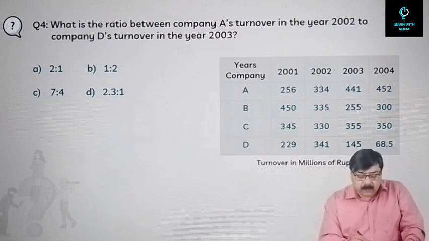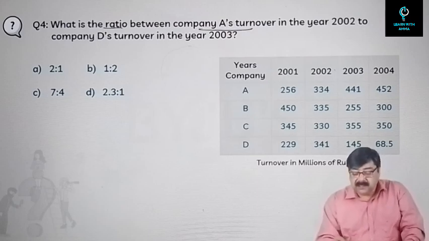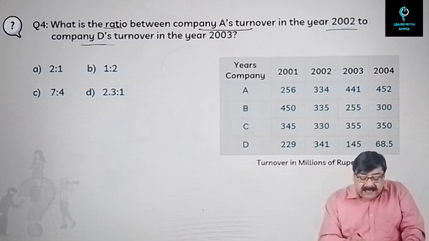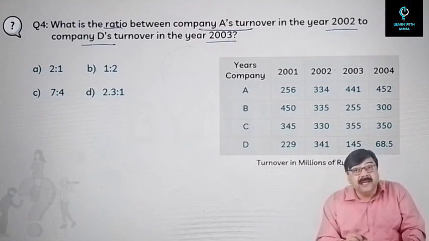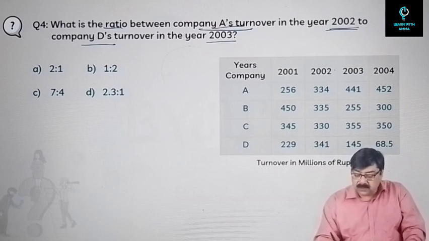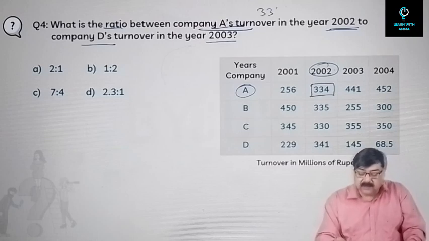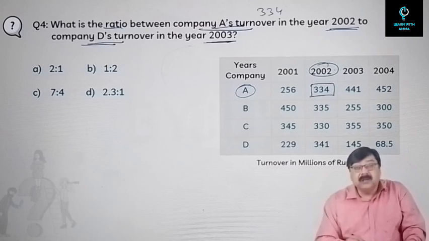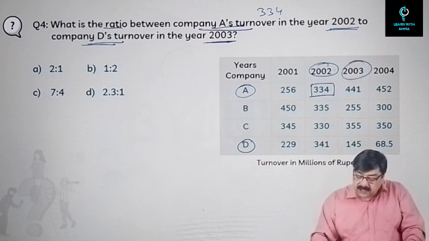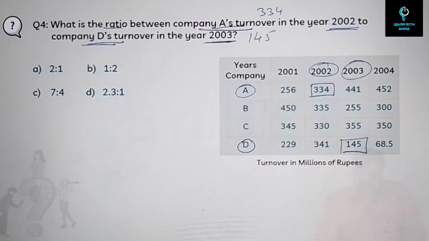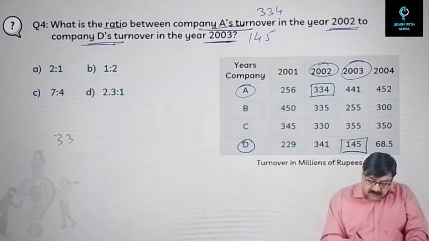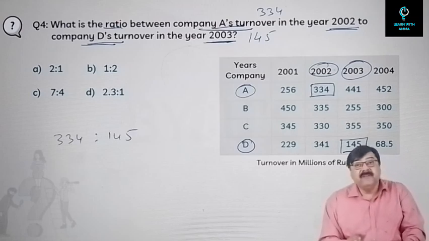Now what is the ratio between company A's turnover in the year 2002 to company D's turnover in the year 2003? Now first of all, let us find out the first figure. Company A's turnover in 2002. This is 2002. This is company A, intersection 334. And then company D's turnover in 2003. So this is D, this is 2003, 145. So the question is now reduced to the form that what is the ratio between 334 and 145? So 334 and 145 is what we are looking at here.